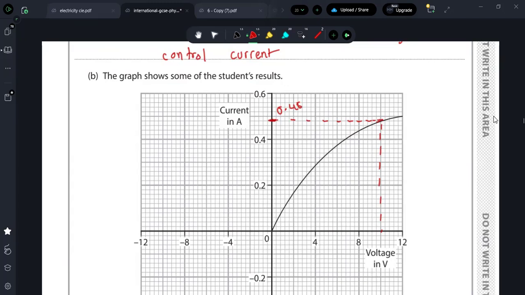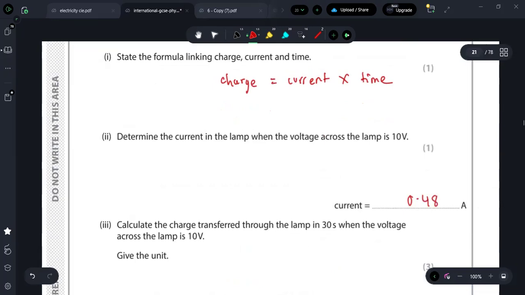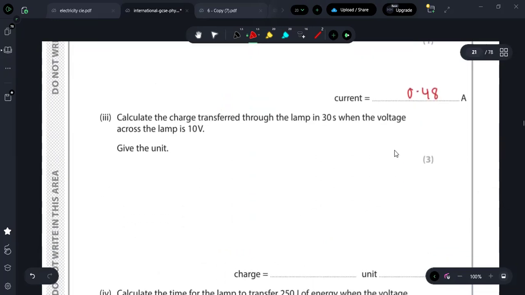And remember that whenever you are dealing with a graph and you are supposed to find the data from the graph, always use dotted lines to represent that. So 0.48 ampere.